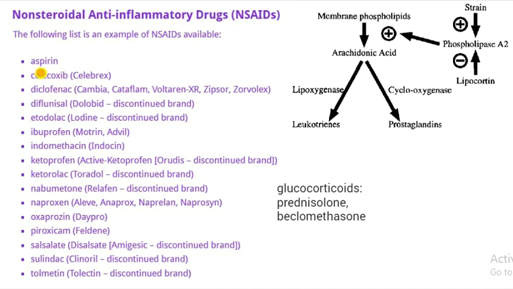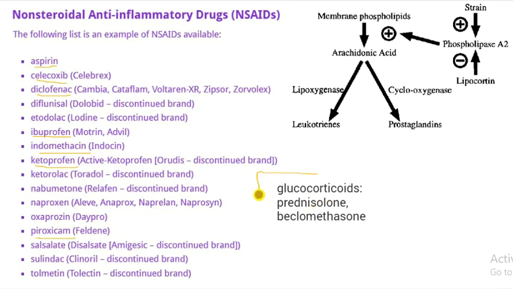An example for NSAIDs is aspirin, celecoxib, diclofenac, ibuprofen, indomethacin, ketoprofen, oxicams, piroxicam for example. At least you need to know by heart these drugs: aspirin, celecoxib, diclofenac, ibuprofen, indomethacin, ketoprofen, piroxicam.